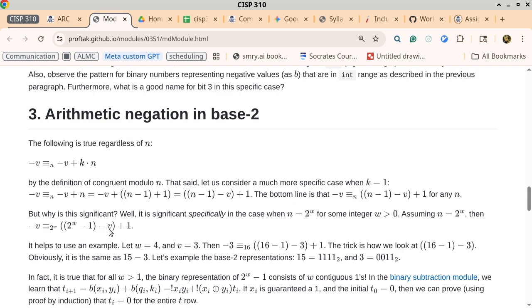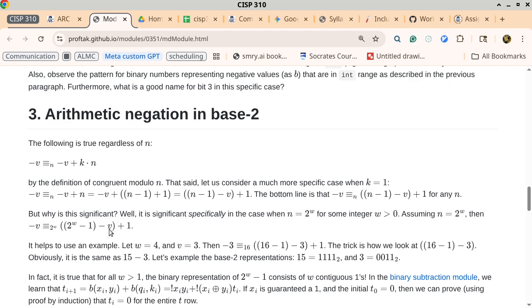So we just take the binary representation of V, do a bitwise not, that becomes that sub-expression, and then we just add one, and then guess what? We end up with a value. This whole thing as a value is congruent modulo 2 to the power of w of negative v. In other words, I just found the binary representation of negative v.